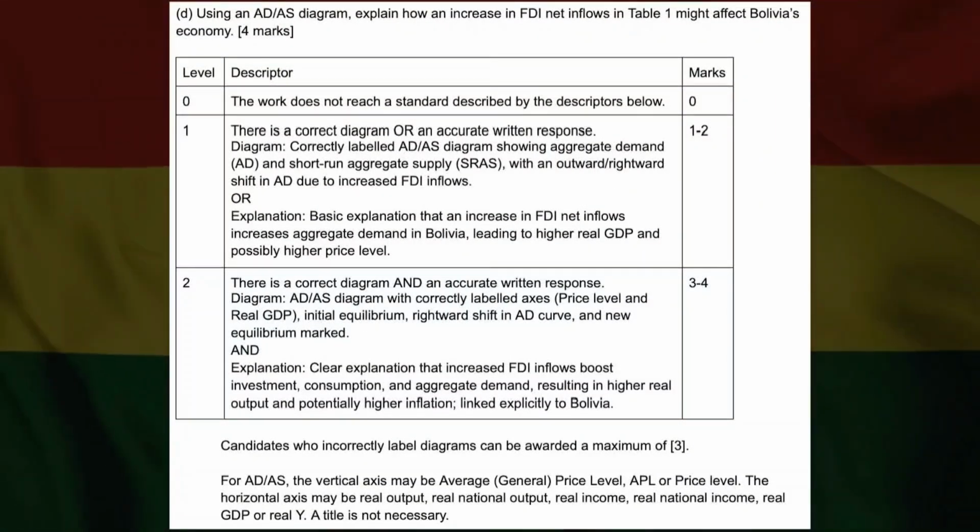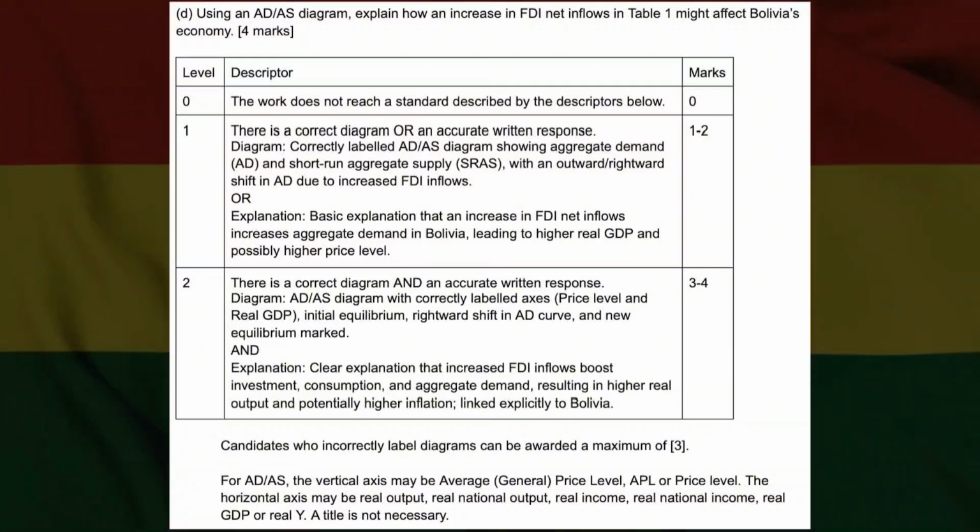Level 1. There is a correct diagram or an accurate written response. Diagram: correctly labeled AD/AS diagram showing aggregate demand, AD, and short-run aggregate supply, SRAS, with an outward/rightward shift in AD due to increased FDI inflows. Or explanation: basic explanation that an increase in FDI net inflows increases aggregate demand in Bolivia, leading to higher real GDP and possibly higher price level. 1 to 2 marks.